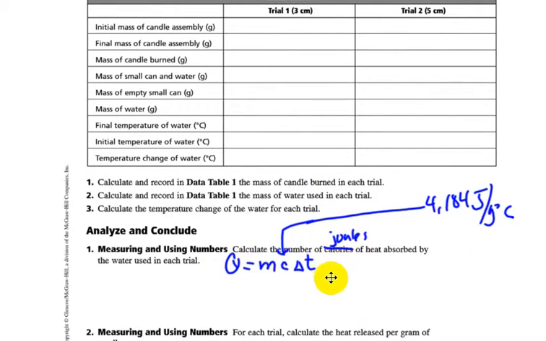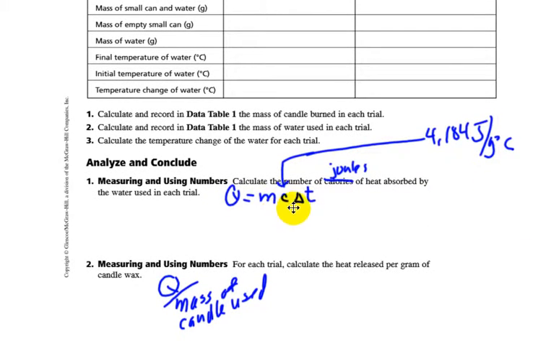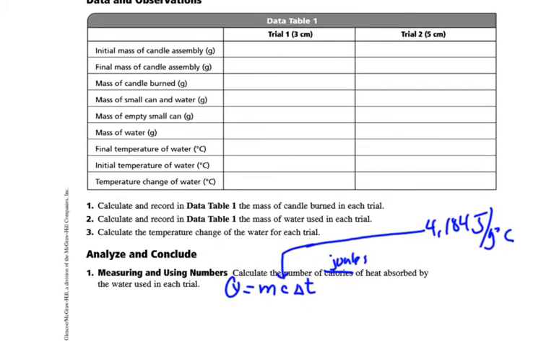So Q equals MC delta T. We know the mass of water from here. We know the specific heat capacity of liquid water and the temperature change of water. And if we're assuming all of that energy came from the candle and none was lost, even though obviously some heat was lost, but we'll assume it was a complete conversion, calculate the heat released per gram of candle wax. So whatever we get here for joules, of course, that was supplied by the candle wax, the amount of mass that was burned.